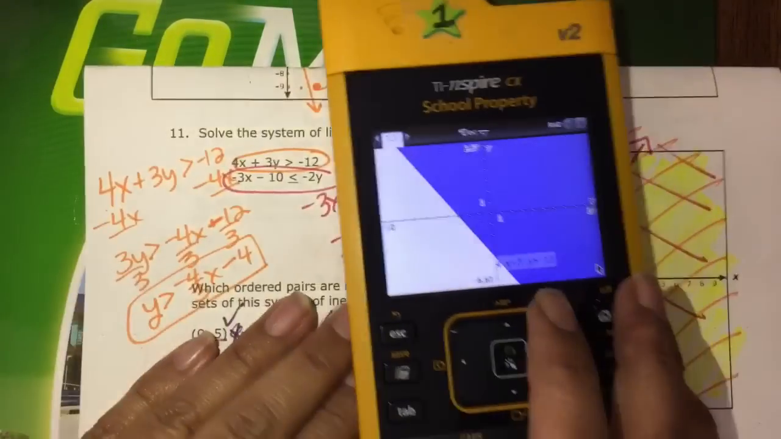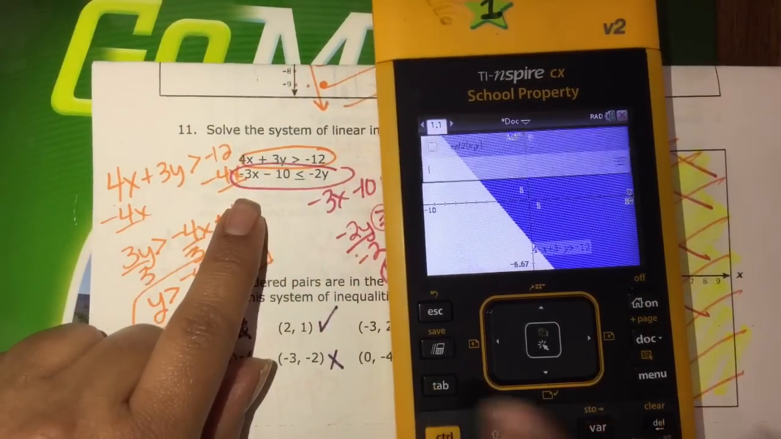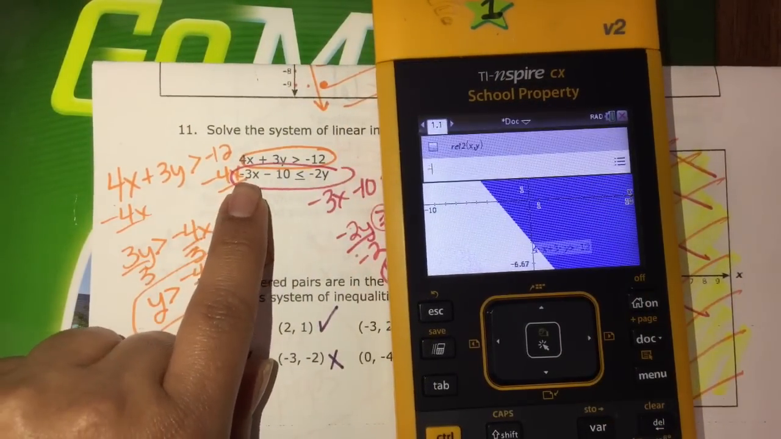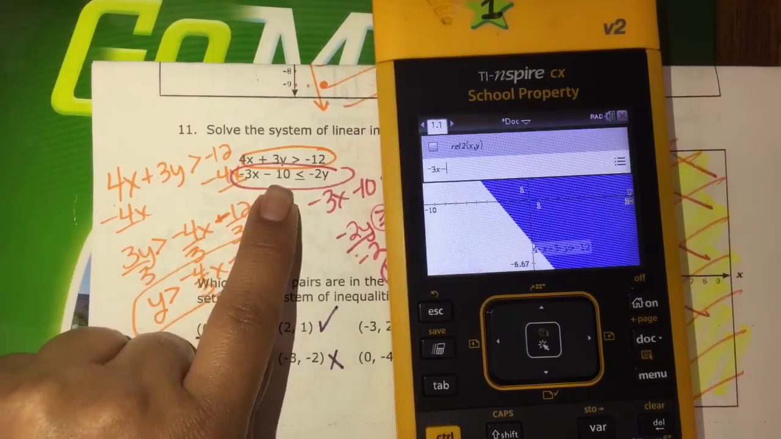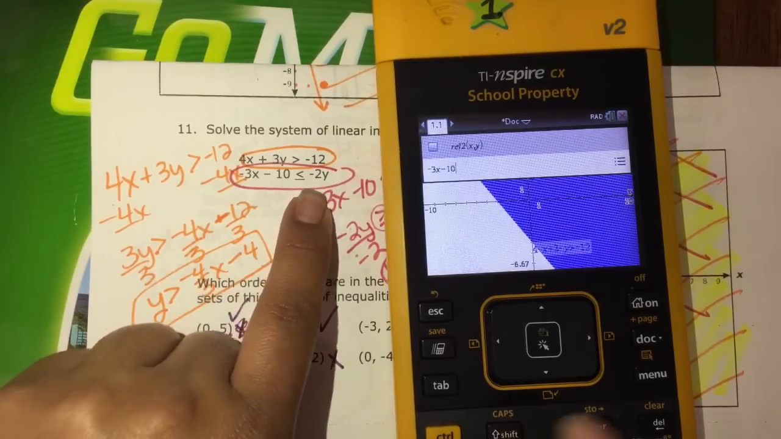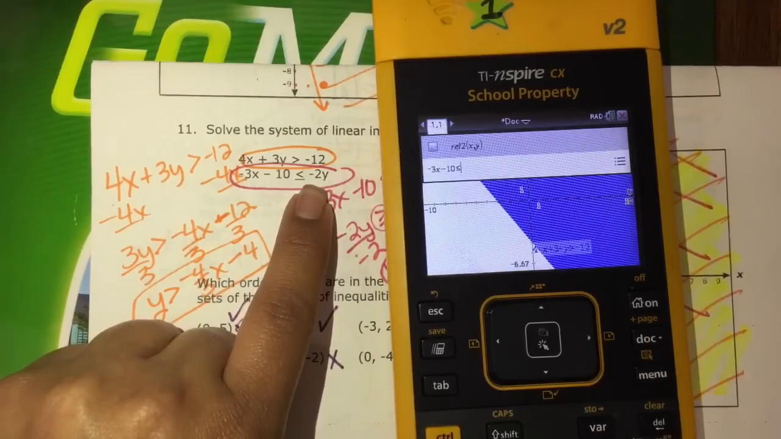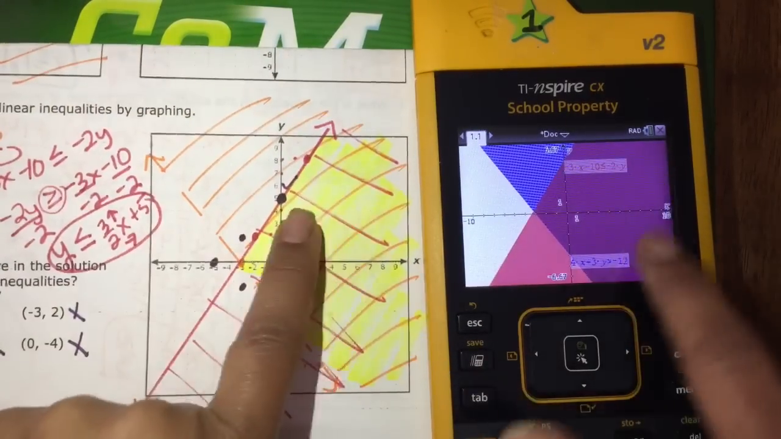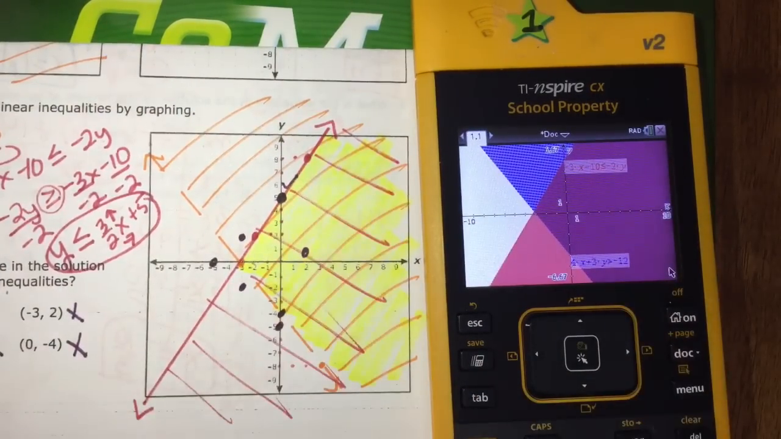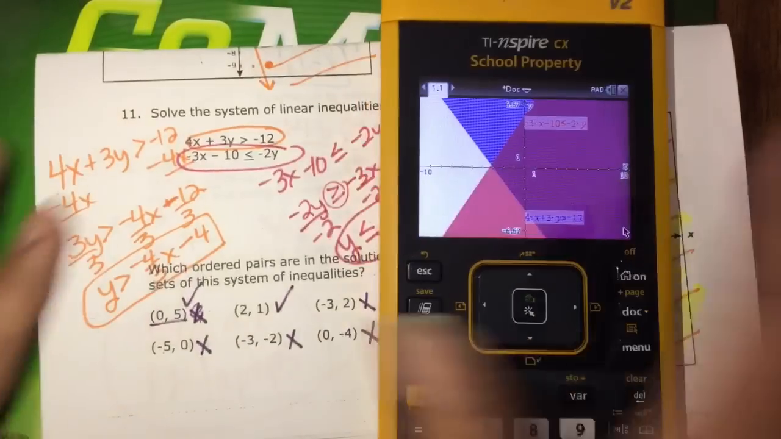It worked so far. And then now we're going to do tab and type in the second inequality. Negative 3x minus 10, and then we're going to go less than or equal to, and negative 2y. Enter. There's the other one. So there's your overlapping region right here. We graphed them correctly. All right, study, be ready for your test tomorrow.